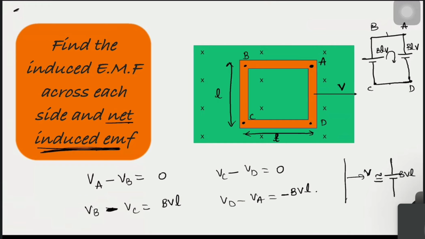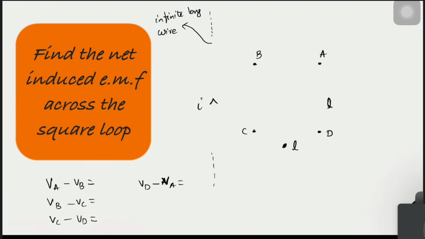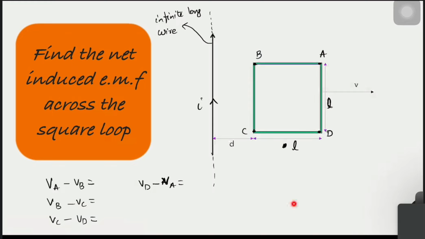Now the effective length method, you can use it only if the magnetic field is uniform. So moving on to this next question, where we have this infinite long wire, the magnetic field due to this infinite long wire won't be uniform. So you cannot use the effective length method. Without using that, you have to solve this.